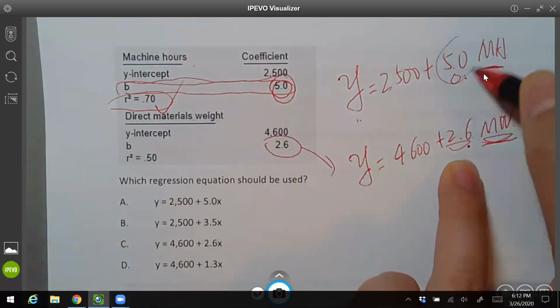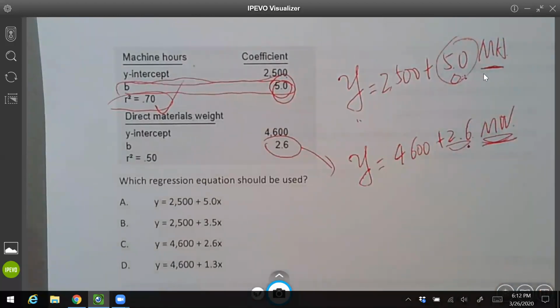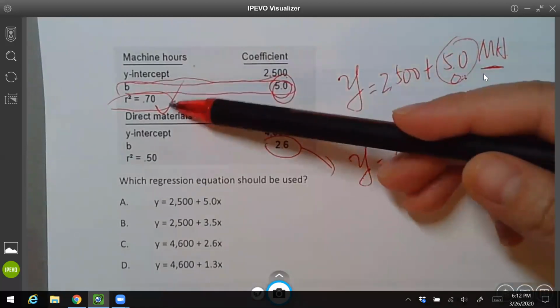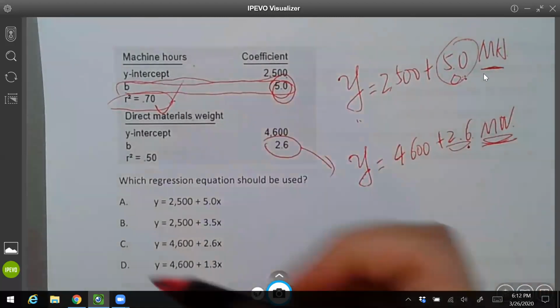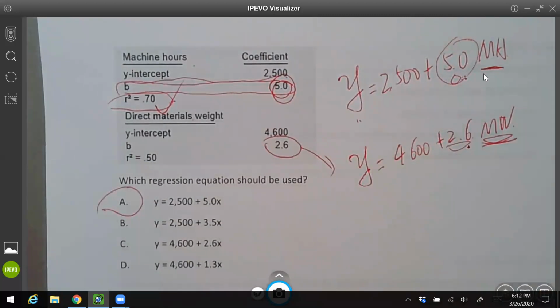So we want the coefficient also to be higher. But the main thing is the R-square. The main thing is the R-square. So our answer will be choice A.